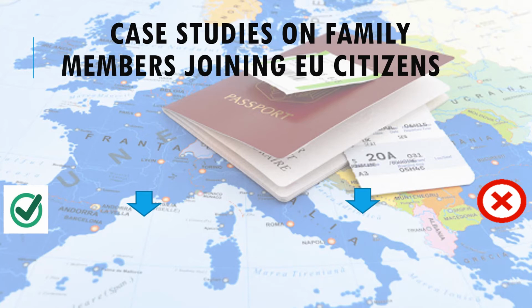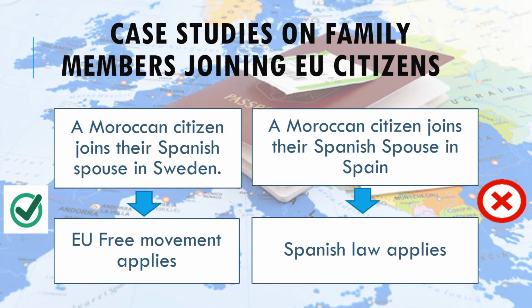Let's see this with practical examples. A citizen of Morocco is married to a Spanish person. Morocco is not an EU member state, and therefore a Moroccan national is not an EU citizen. They are a third country national. In this case, the Moroccan national is the spouse of a Spanish person and is therefore the family member of an EU citizen. But is the EU citizen, their Spanish spouse, a mobile EU citizen?